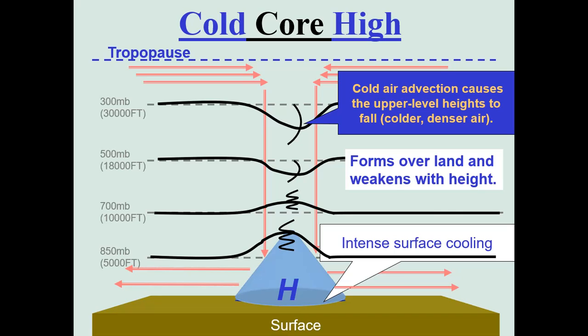There's intense surface cooling associated with these cold core highs. They generally form over land, and again, the ridge weakens with height. It actually becomes an upper level trough at the higher levels of the atmosphere. That colder air aloft will result in a much denser atmosphere, and at 30,000 and 18,000 feet, the air is actually sinking because that colder air comes in and causes the upper level heights to actually fall. So there is a big difference between the warm core high and the cold core high.